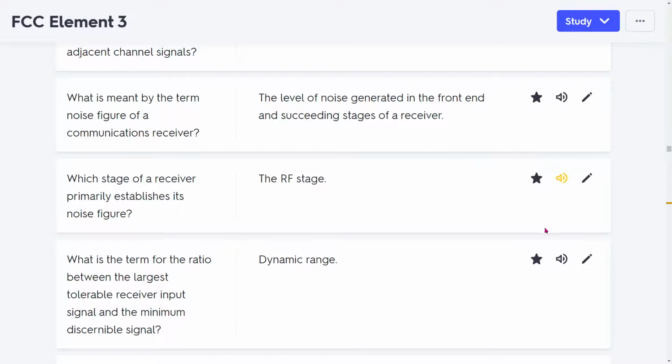Which stage of a receiver primarily establishes its noise figure? The RF stage.